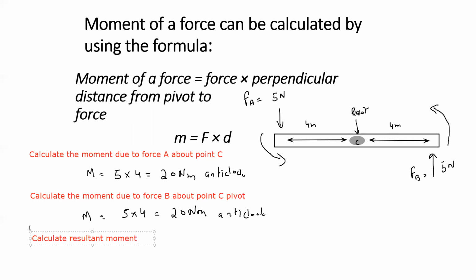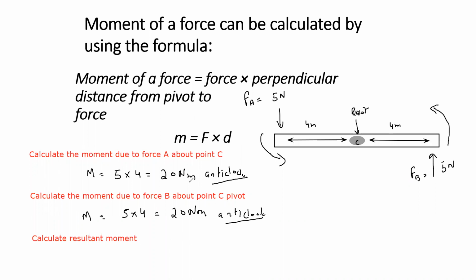What is the resultant moment? I mentioned in the beginning that if two moments are acting in the same direction, to get the result, we will add them. So moment of force A and moment of force B both are anti-clockwise. So what is the resultant turning effect?